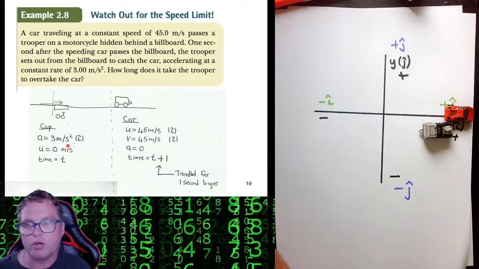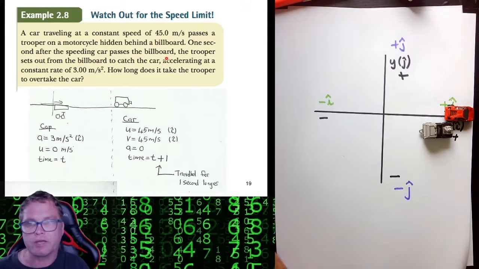We're told that for the traffic cop, he departs 1 second after the car has passed the sign. So this means that the speeding car is going to be traveling for 1 second longer than the traffic cop by the time the traffic cop catches up with him. So this is why I set the time for the car to t plus 1, and you'll note the time for the traffic cop has been set to t.